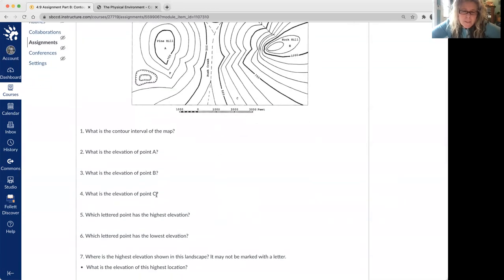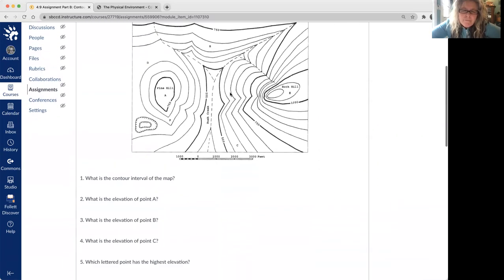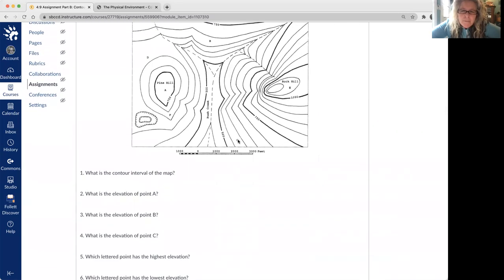What is the elevation of point C? All right, where's point C? Okay, elevation of point C. We have 500, 550, 600. So I'm going to let you guys figure that one out on your own.